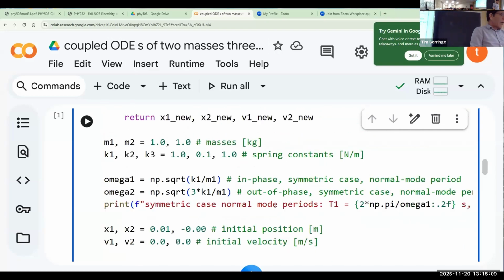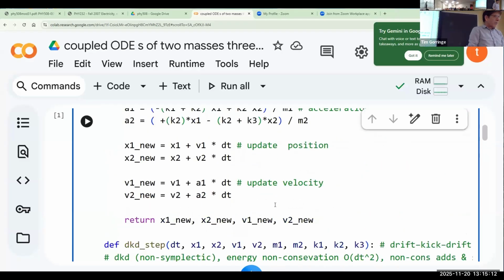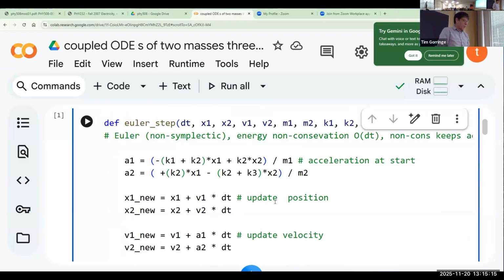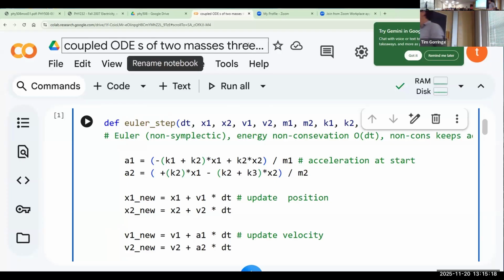So that's the format of the code. Let me just go back up to the Euler function so we know exactly what it's doing. Now we've seen how it's called. Each step I call it. What does it do? It calculates the acceleration of the two masses based on the forces acting on the two masses, based on Newton's second law. Those forces are coming from the springs, the compression or extension of the springs, and based on the first two equations that we wrote down on my little sequence of slides.